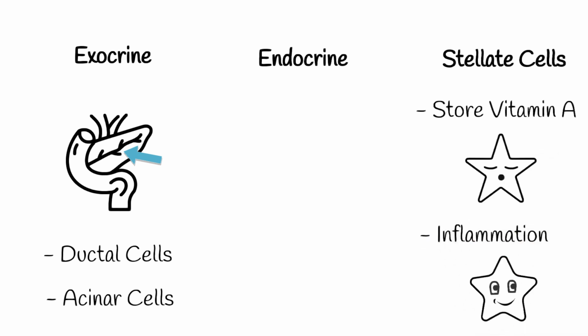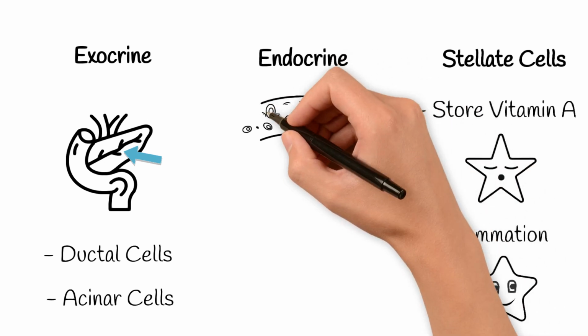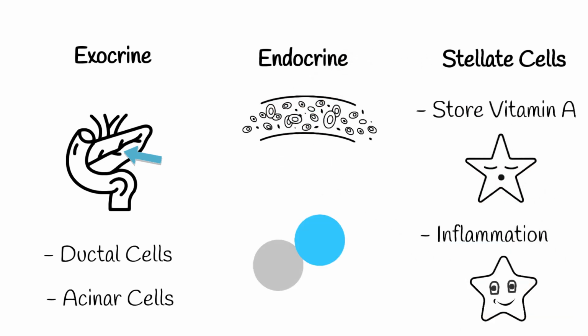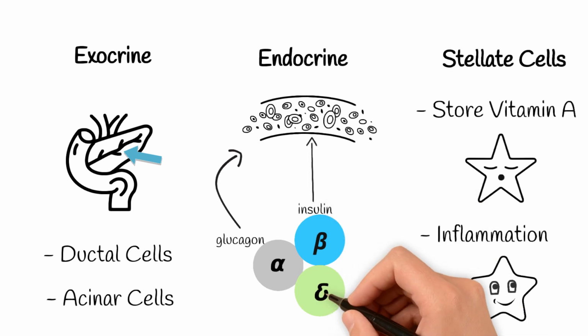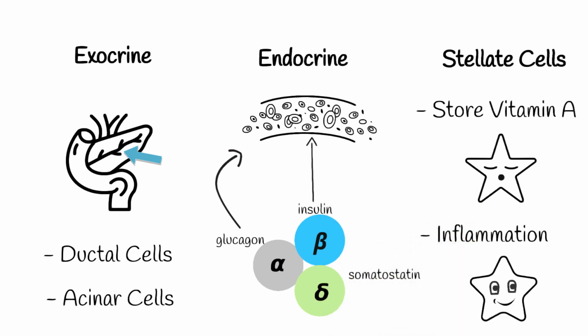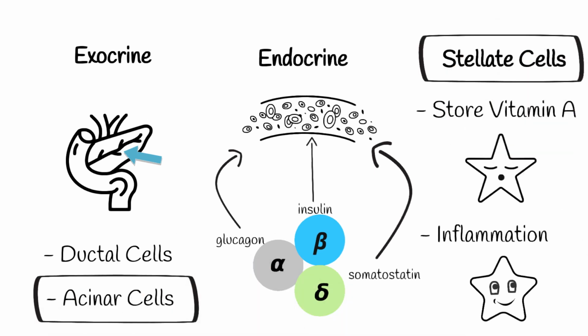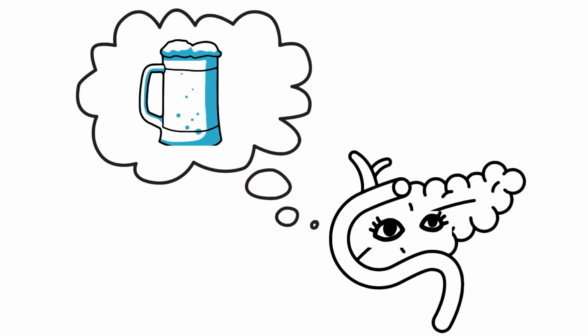Endocrine cells secrete hormones into the bloodstream. In the pancreas, endocrine cells are clustered into groups called islets of Langerhans. Within these islets, alpha cells produce the hormone glucagon, beta cells produce insulin, and delta cells produce somatostatin. Although all 3 cell types can be affected by pancreatitis, acinar and stellate cells are most important in understanding it. Now back to alcohol. How does it cause the pancreas to become inflamed?